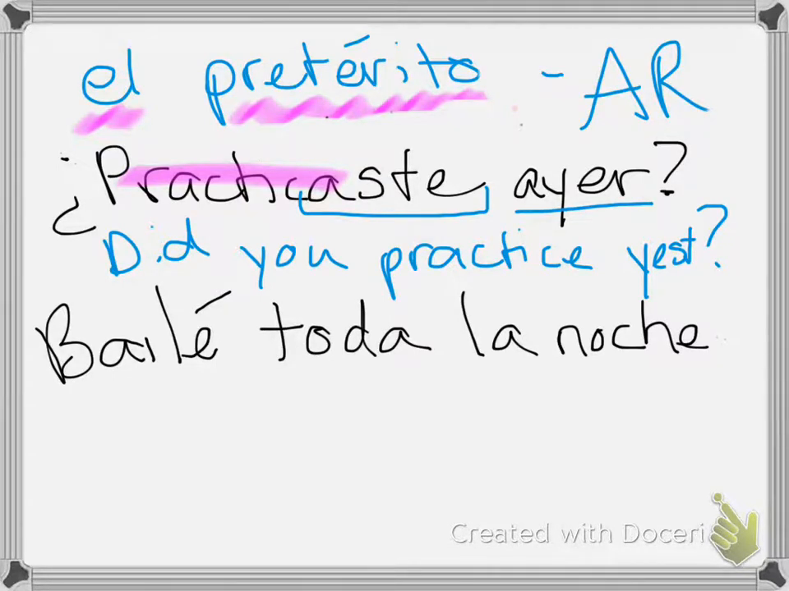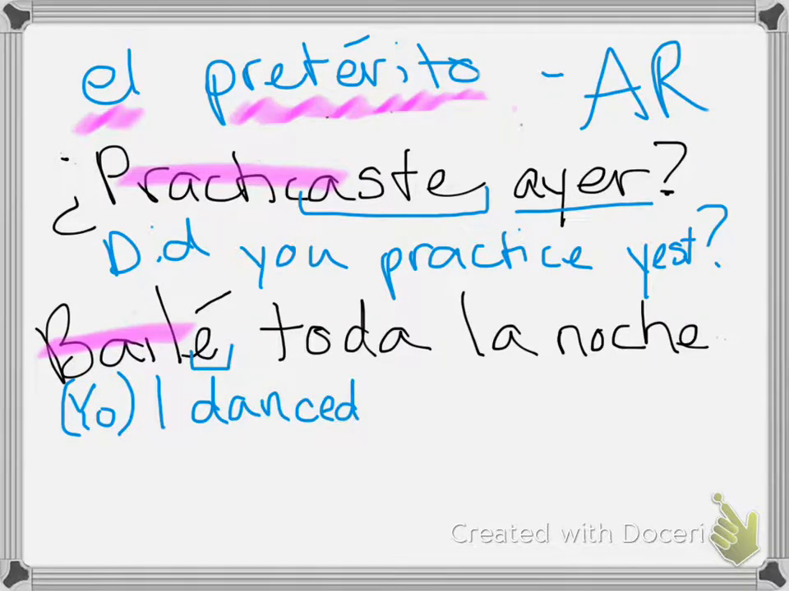Bailé toda la noche. So my verb right here, I've got bailé, and if I look at it, bailé, right, dance. I can recognize it from the root. I have this ending é, which if I look at my chart, represents yo. So it would be yo, I danced all night. ¿Sí? Soy animal de fiesta. Bailé toda la noche.